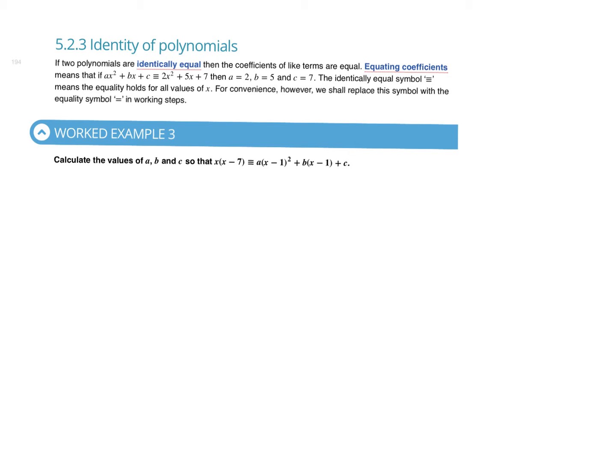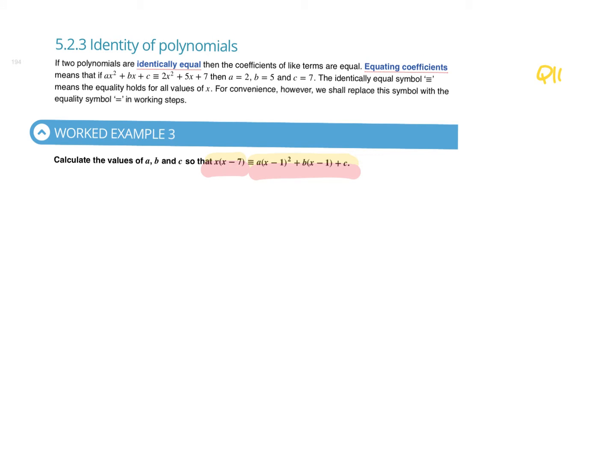To find identically equal coefficients, this is just a technique that you can practice, and I think question 11 and a couple of them afterwards test this skill. But basically, we're going to find the values A, B, and C on this side, which make the polynomial on the right here equal to the one on the left.